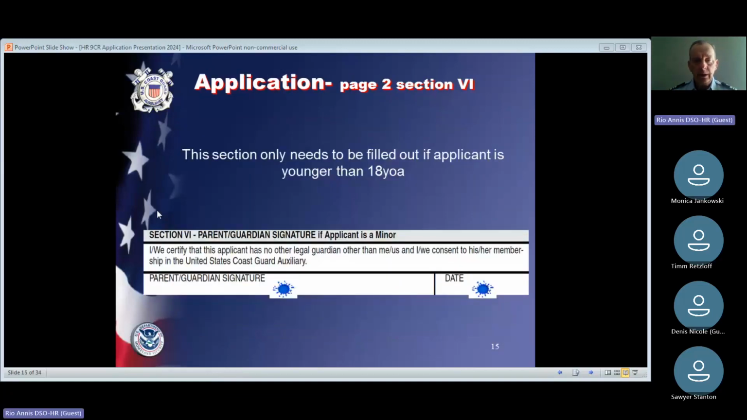Obviously, if they're under 18, we need a parent or guardian signature. And I did have a question on this once, that someone was a guardian, but they didn't have their documentation to prove that they were a guardian. My answer was, well, nobody verifies the signature. Sometimes you can't even read the signature, so I wouldn't worry about it. As long as it's signed, we're good.